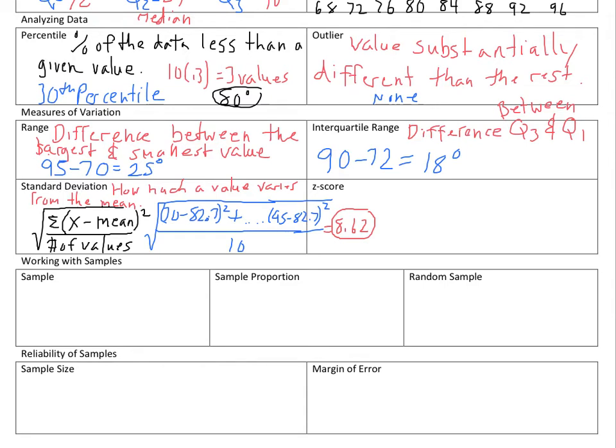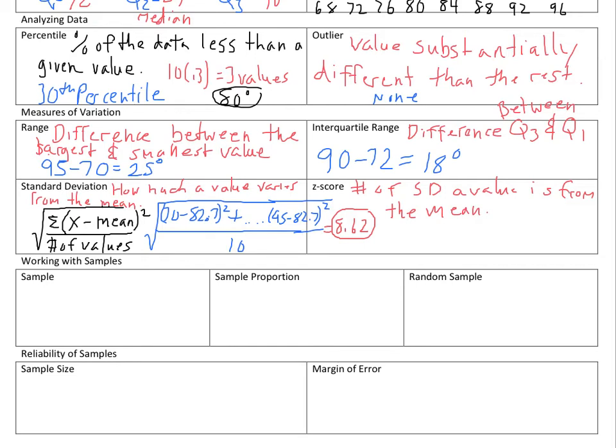Now the next part is z-score, and z-score represents the number of standard deviations a value is from the mean. So how many standard deviations are you from the mean? So let's do that out. Z-score is the number of standard deviations, I'm going to put SD for standard deviations, a value is from the average, or the mean.